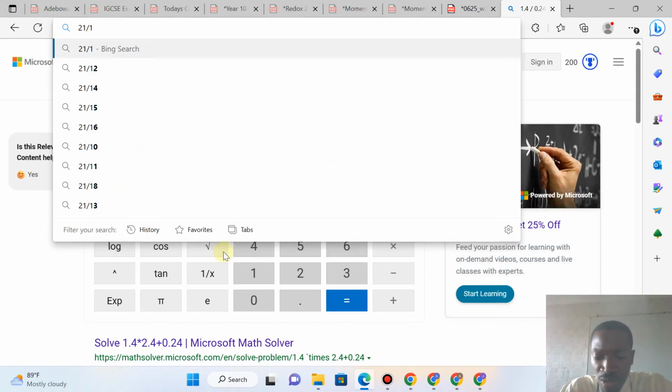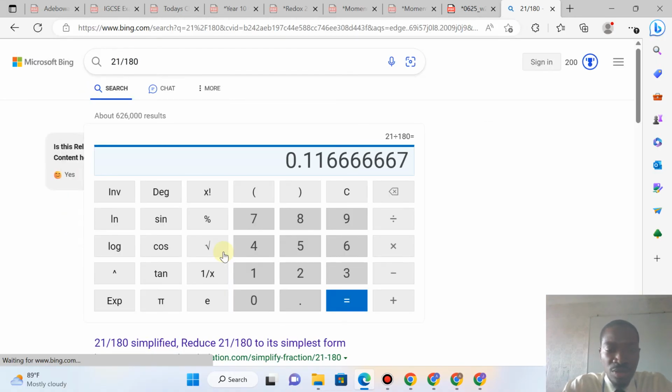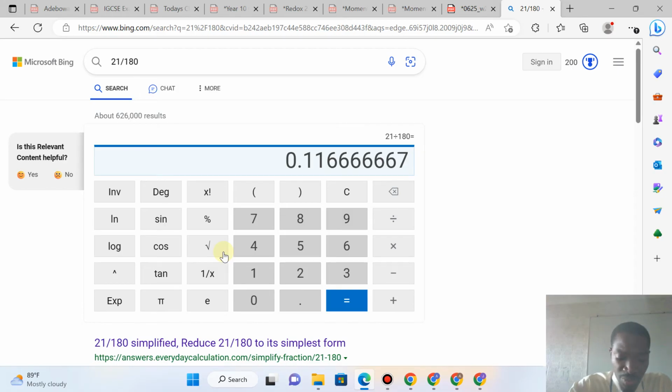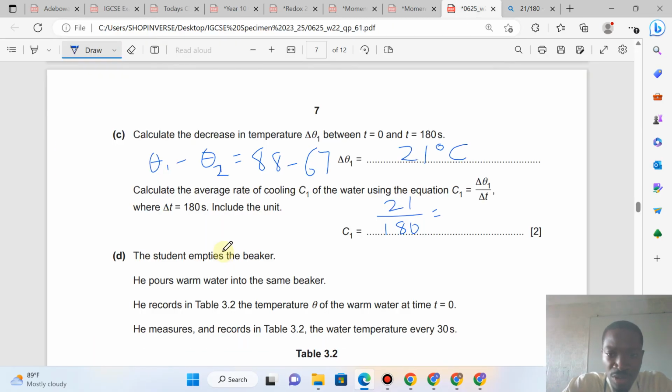So you divide our change in temperature, which is 21, by our change in time, which is 180. 21 divided by 180 gives us 0.117, which is better for accuracy. So our cooling rate will be 0.117. Temperature is measured in degrees Celsius and change in time is measured in seconds, so that's degrees Celsius per second. That is your answer with the SI unit.